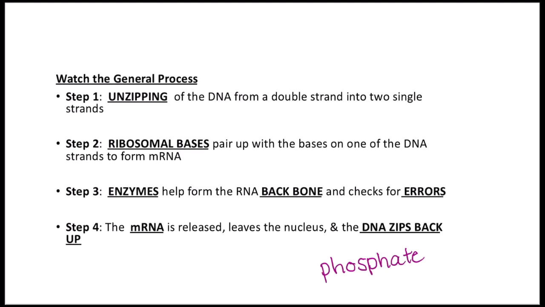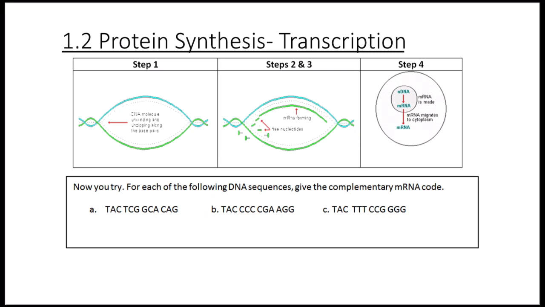But this time, the sugar is different from DNA. So in DNA, the sugar is deoxyribose, but in RNA, it's ribose. So these two together form the backbone of the DNA. And it checks for errors just to make sure the copying was done correctly. Step 4, the mRNA is released, it leaves the nucleus, and the DNA zips back up to ensure that it's protected and ready for the next time transcription takes place.